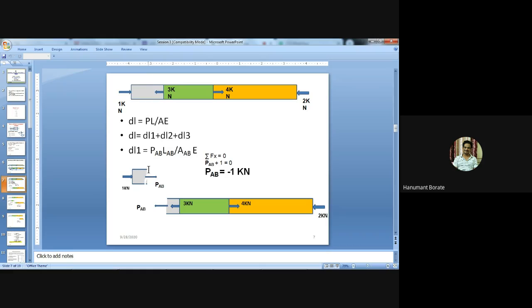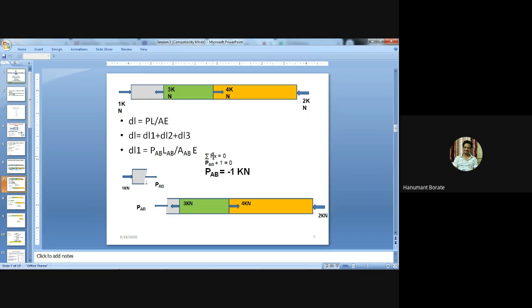So I have broken the system here between A and B, and this is the left part of the system and this is the right part of the system. We can consider any part, either left part or right part, but just check in which part the number of forces is less, to avoid confusion and to avoid the calculations. So here I have taken the left part only.